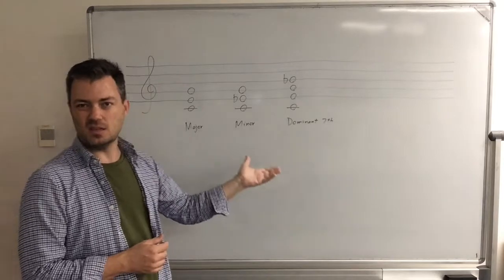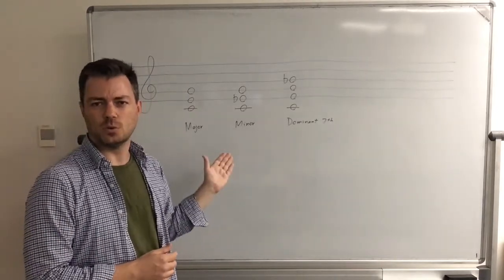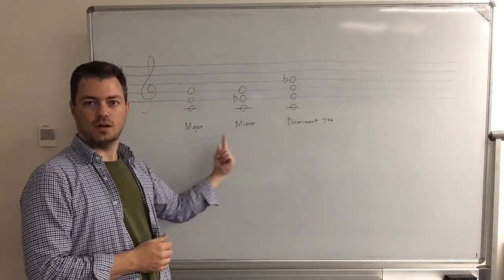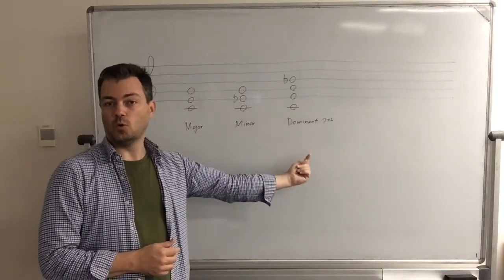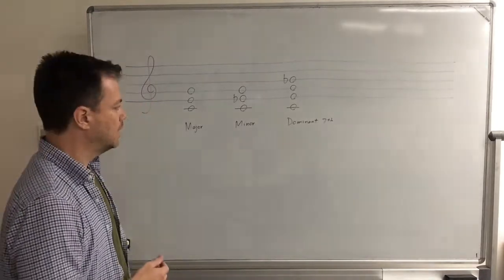I'm going to play these so you can hear what they sound like, and then we'll do a little test. But let's just talk a little bit about these chords first of all. Obviously these are all C. So this is C major, C minor, and what we would call C7. You can say C dominant 7th if you want.